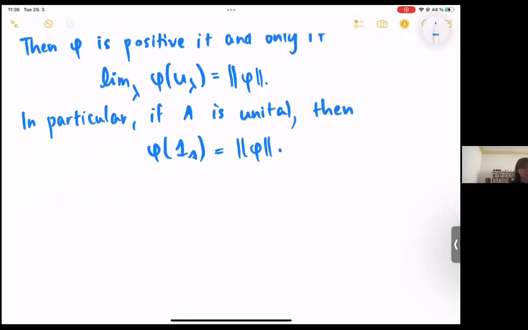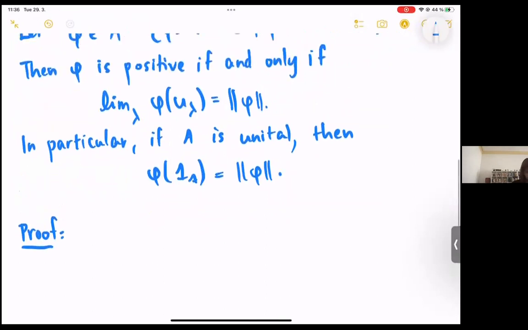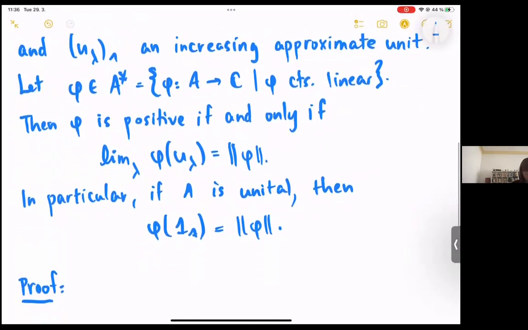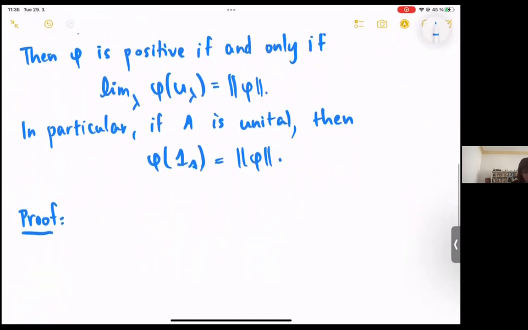Okay. So proof. Okay, so we have an if and only if statement. Let's start by assuming that our functional is positive, and we want to show that the norm is given by this limit here.